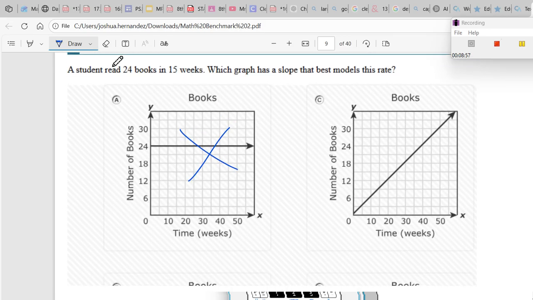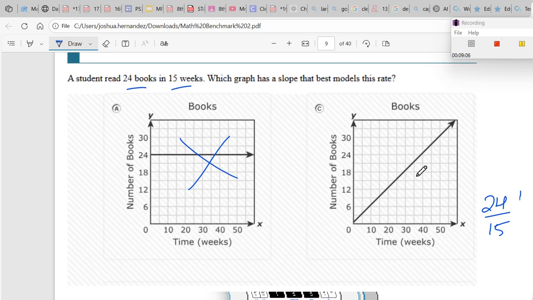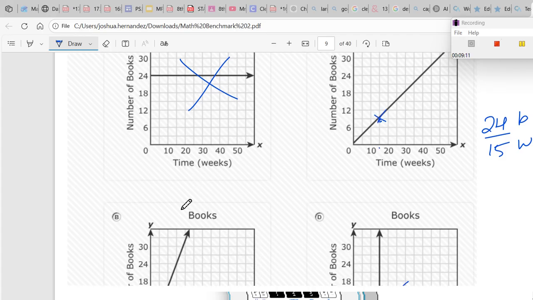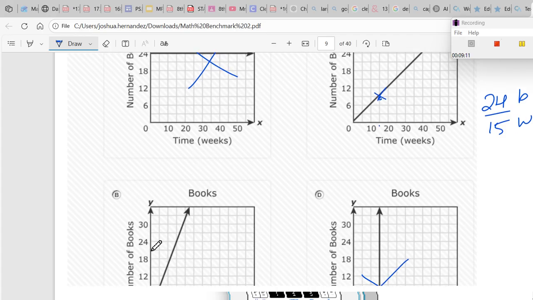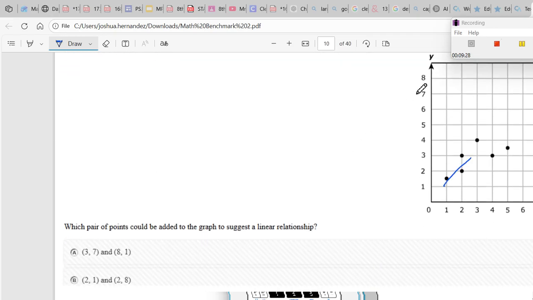Let me see, 24 books, 15 weeks. So we're going to go out here 24 and 15. I'm looking for these numbers basically. And this is going to be 24 books and weeks. So I'm going to go to 15 weeks and go to 24. That one does not match up. Go to 24 books. Oh, wait, 15 weeks and 24. Ooh, that matches up. Answer is B. Pretty easy. Again, once you see this, draw a line.